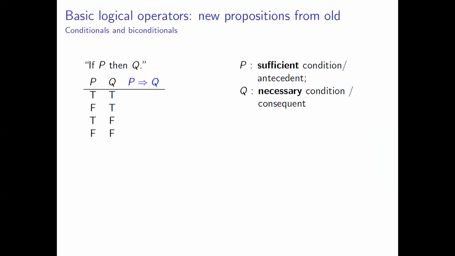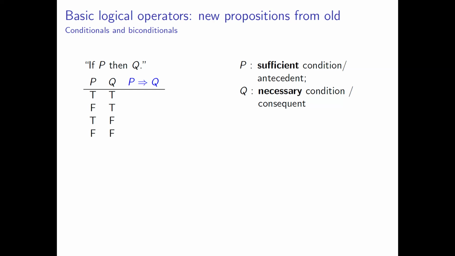In the conditional sentence if P then Q, the proposition P is called the sufficient condition or the antecedent. The proposition Q is called the necessary condition or the consequent. It is important that you remember the terms necessary and sufficient as these are frequently used in math. Again, in the conditional sentence if P then Q, P is the sufficient condition and Q is the necessary condition. To understand why these terms are used, we look at the truth table.